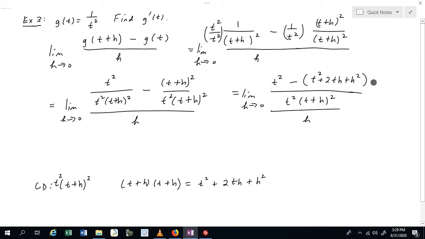And then let's go ahead and distribute the minus sign. So each one of these terms will now be negative after you distribute that minus sign. And then notice that you do get some cancellations here, right? t squared minus t squared, that cancels out. And that leaves you with negative 2th minus h squared all over your common denominator.